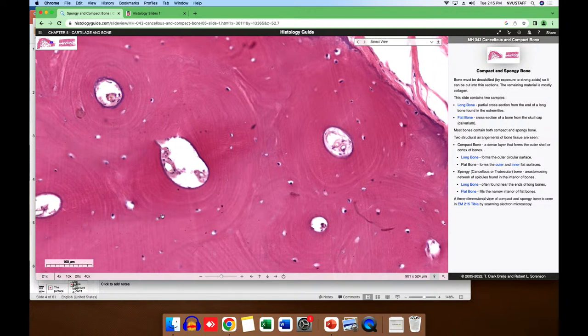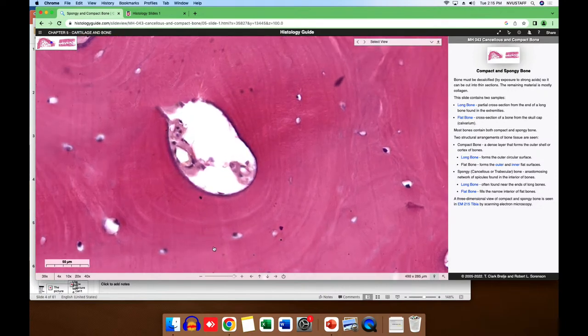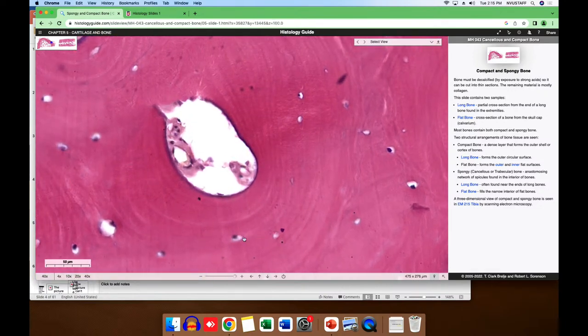I magnify this image further, look, and you see here lacunae. Look, these unstained parts, dots, they are lacunae of osteocytes. Osteocyte is a differentiated bone cell.